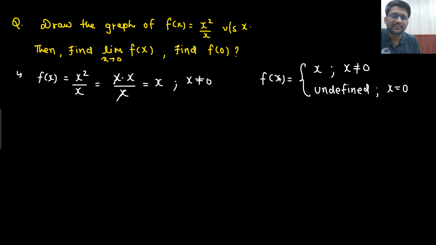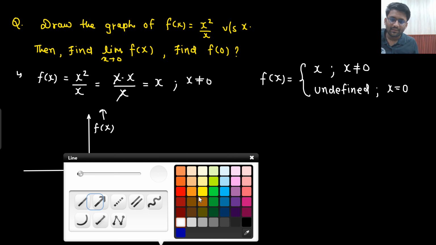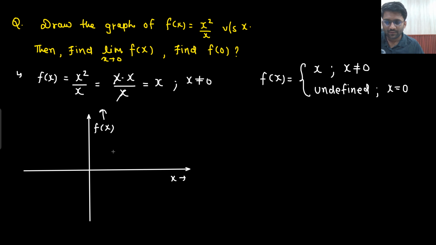There you go. So can you draw f(x)? Yes sir, I can draw the graph of f(x) very easily. F(x) versus x I am supposed to draw. When x is not equals to 0, it will follow the graph of x only. But when x is equals to 0, there will be a bubble. Why is this bubble there? This bubble is there because it is not defined at x equals to 0.